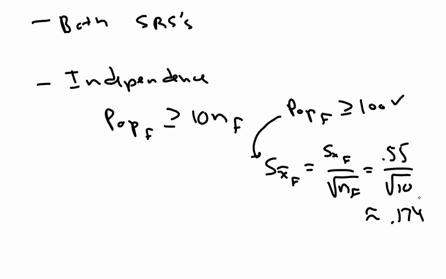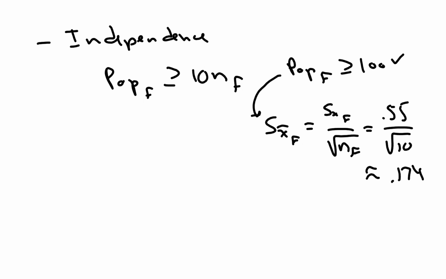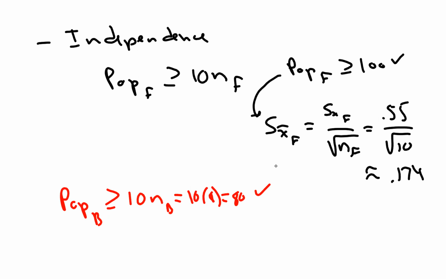0.174. Okay, you need to do the same thing now again for the Buy Right store. So we need to show that the population, or at least assume that the population of fish at Buy Right Pets is greater than 10 times the sample size of fish that we're taking at Buy Right Pets. Well, that would be 10 times 8, or 80.